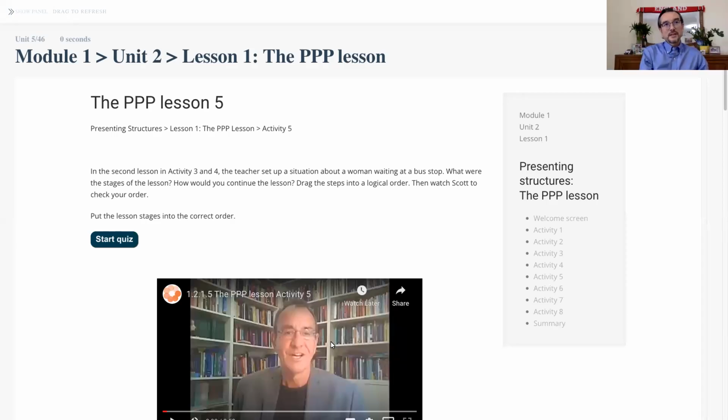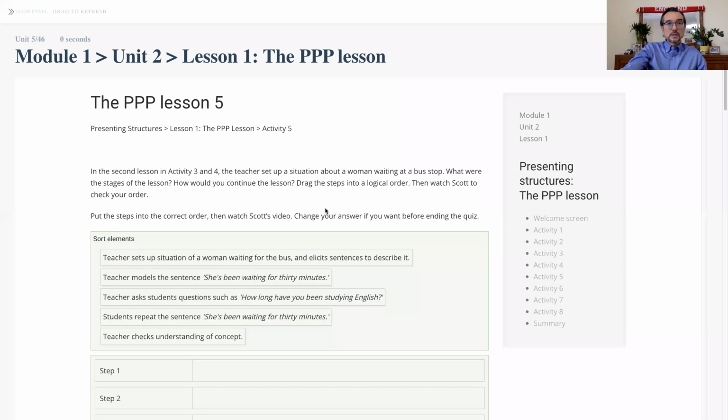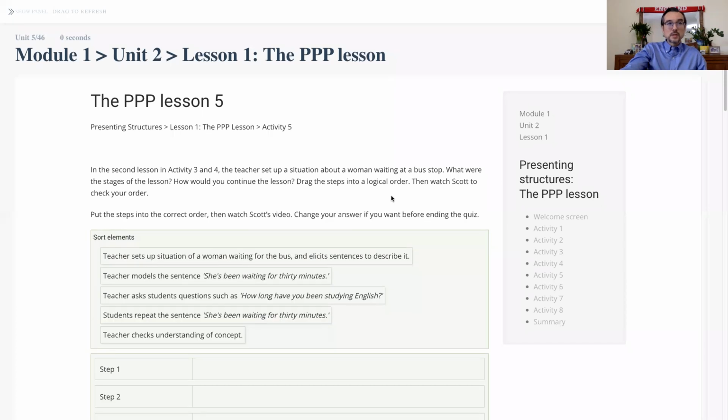Okay, so in lesson activity 5, we're going to think about what we've done in the previous two activities, 3 and 4, remembering how the teacher set up a situation regarding the woman at the bus stop. Here we think about what the stages of the lesson are, and also how we would continue the lesson. So we're going to drag the steps into a logical order and then watch Scott to see what he says.